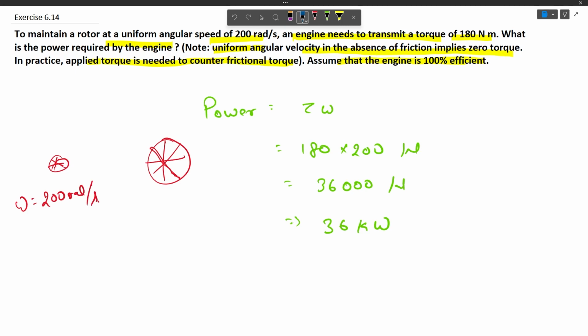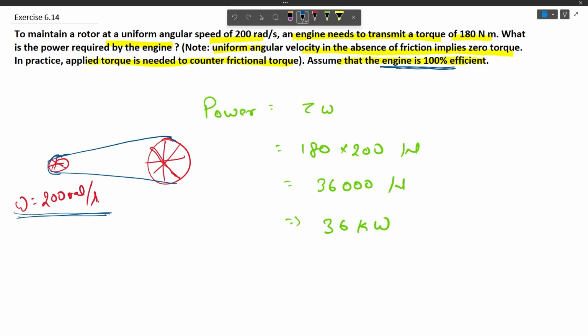Now this must be connected with some belt drive or something like that, or some coupling mechanism that is not being shown over here. We have to assume that there is no energy loss, that is, the engine is operating at 100% efficiency and there is no friction. So at what power should the engine be running so that this motor would be rotating with the angular speed of 200 radians per second?